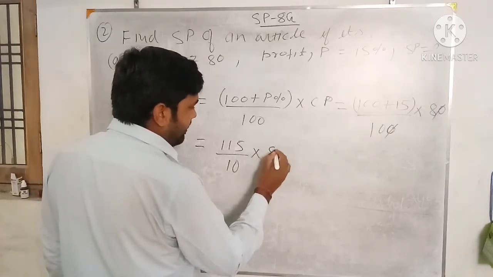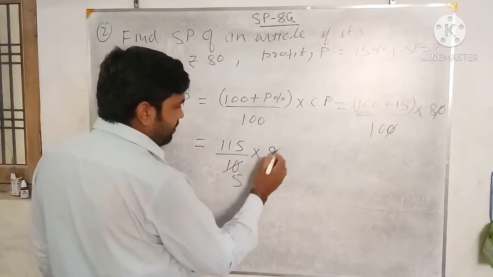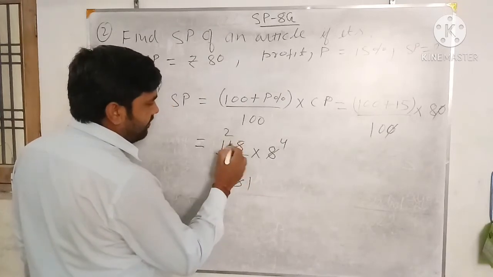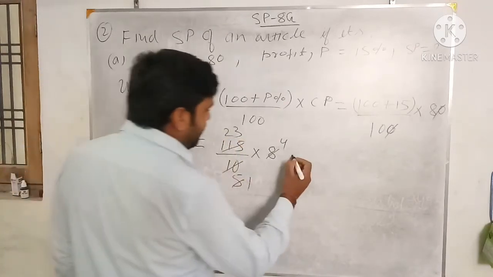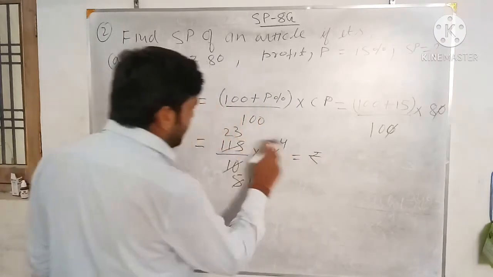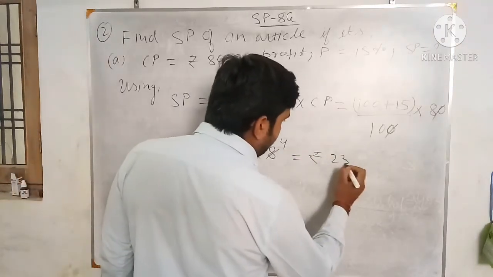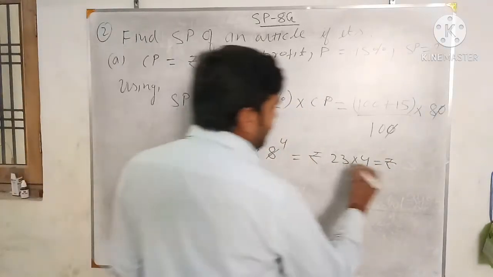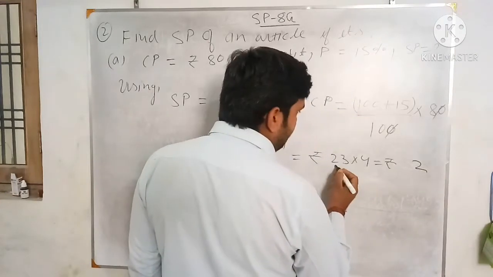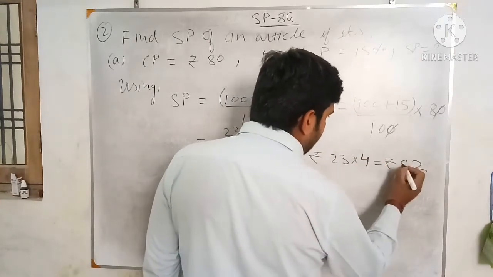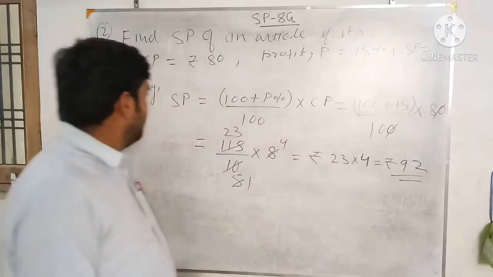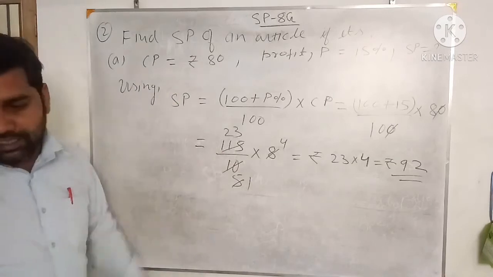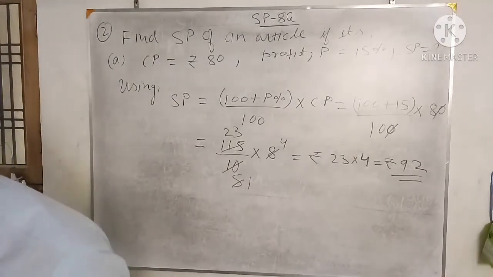Now 2 fives are 10, 2 fours are 8, 5 ones are 5, 5 twos are 10, 5 threes are 15. So what we got? 23 multiplied by 4. Multiplying 23 by 4, 4 threes are 12, 2 carry 1, 4 twos are 8 and 1 is 9. That is 92 rupees, the selling price. So 92 rupees is the selling price of the article. Like this you can do the remaining questions.